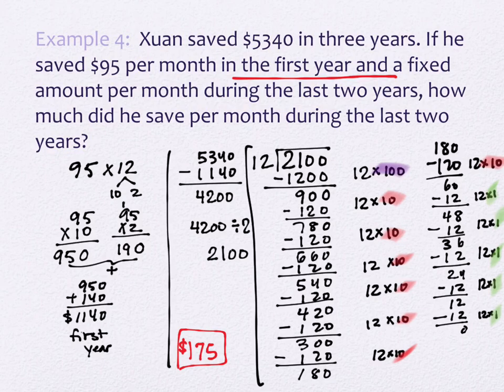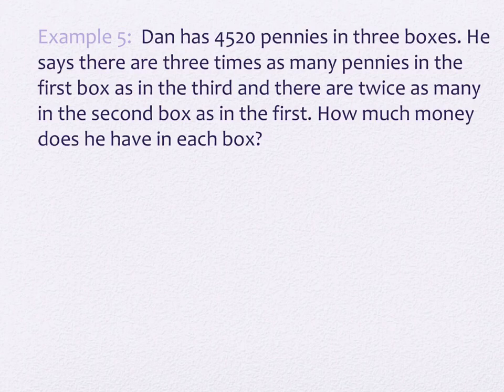Okay. One more word problem. Dan has a lot of pennies. He's apparently been collecting for quite some time. 4,520 pennies in 3 boxes. He says there are 3 times as many pennies in the first box as the third, and there are twice as many in the second box as the first. How much money does he have in each box?